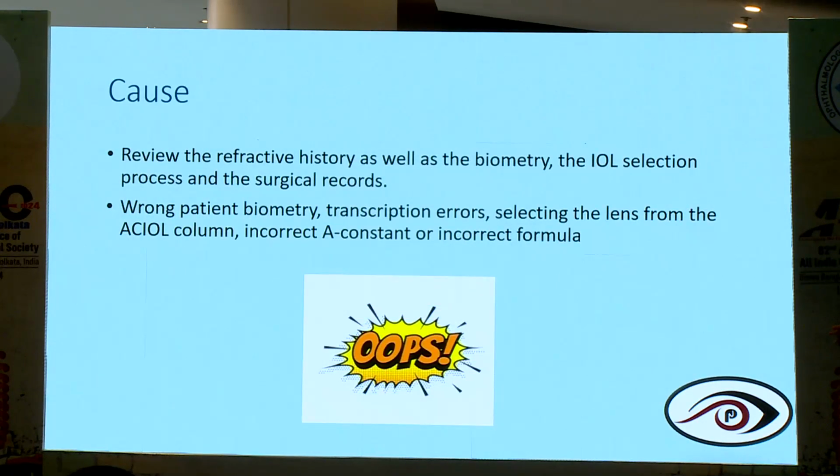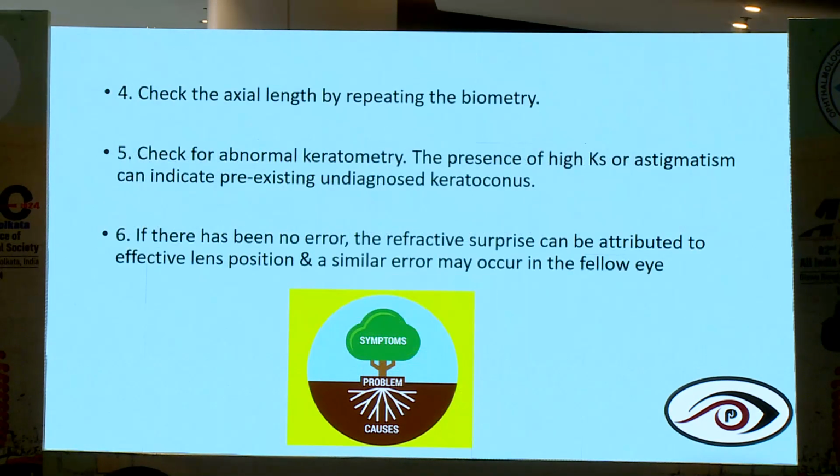Now review the refractive history and take out your biometry values, the IOL selection process, and also look at the surgical record. Check whether wrong patient biometry has been entered, look for any transcription error, and whether the lens was selected from the ACIOL column, that is also important. Also check for an incorrect A constant, and an incorrect formula picked for that particular patient.